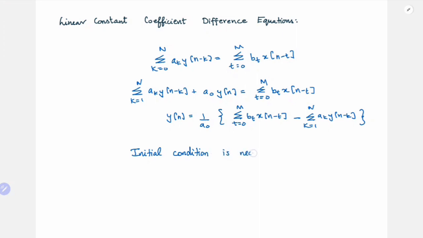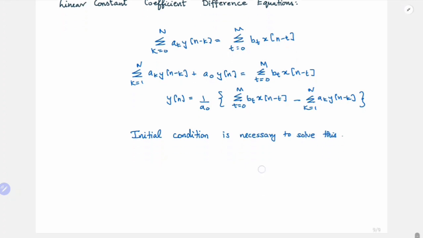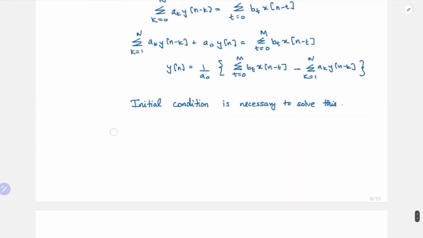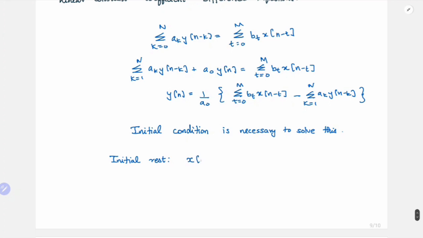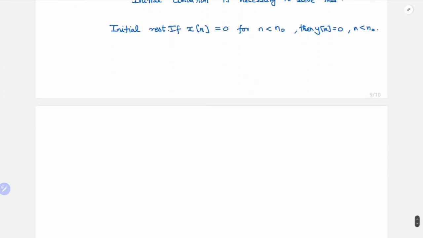Is necessary to solve this. So one initial condition is called the initial rest. It means that before any input comes, you are assuming that your y of n is 0. So if x of n is equal to 0 for some n less than n naught, then your y of n is also 0 for n less than n naught. Okay. So we'll take an example.